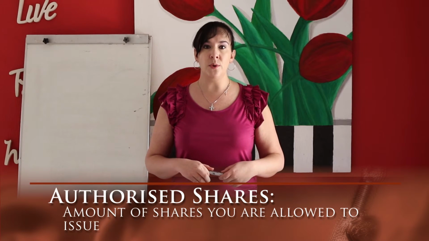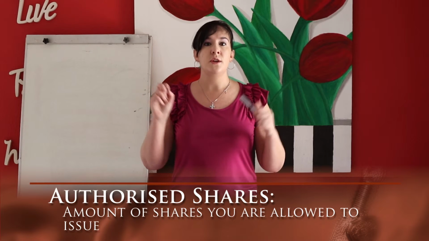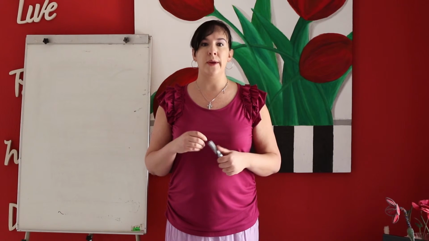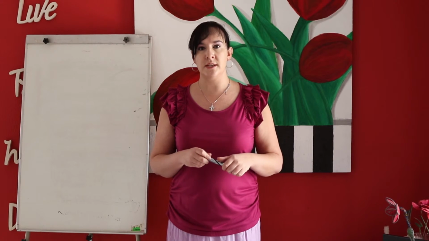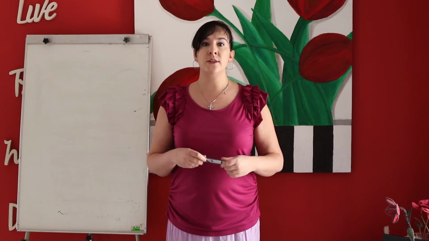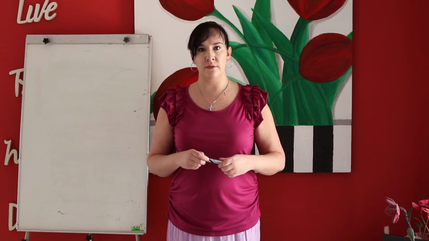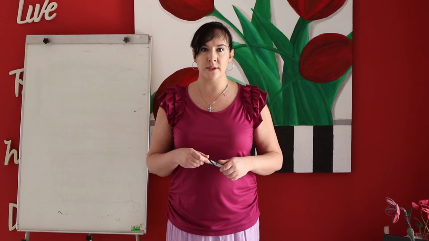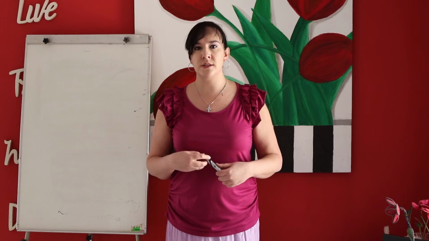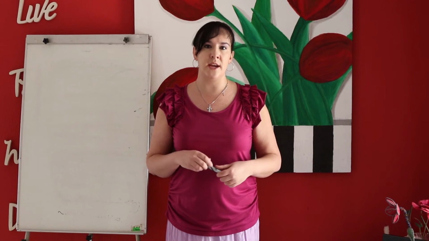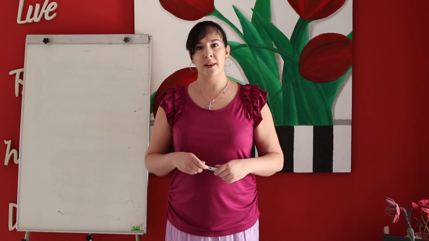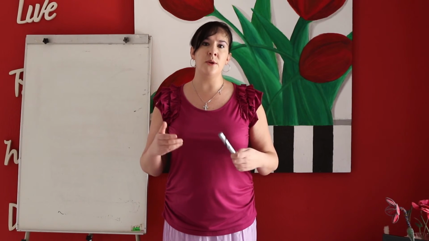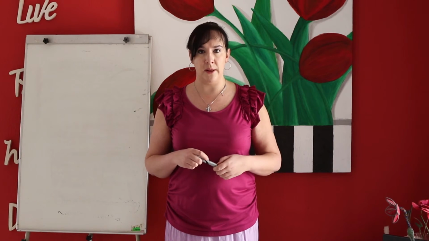Authorized means that you are authorized or approved to issue X amount of shares. Say you have registered with the Registrar of Companies that you have 200,000 shares that you are authorized to issue, and you only issue 100,000 of these shares. So your authorized amount would be 200,000 and your issued would be 100,000. Meaning you still have 100,000 shares left that you can issue at any stage. But if you want to issue more than that 200,000, you have to go back to the registrar and ask for a new amount for them to update the systems as well.